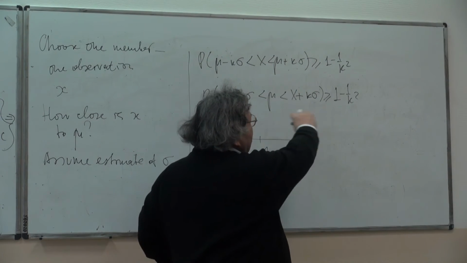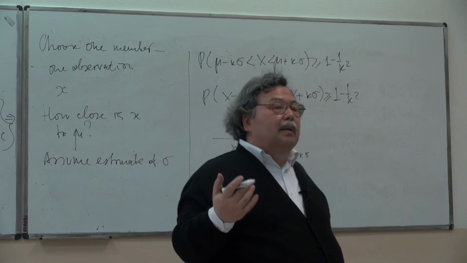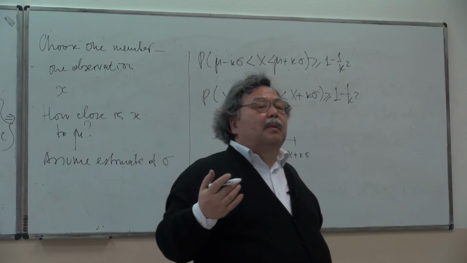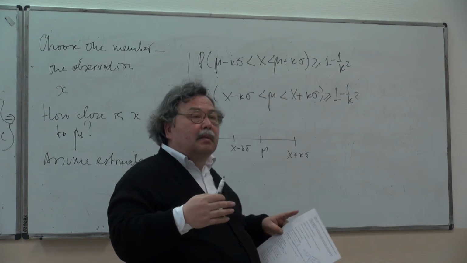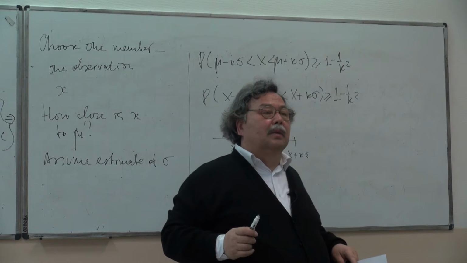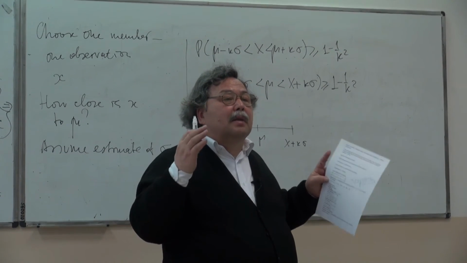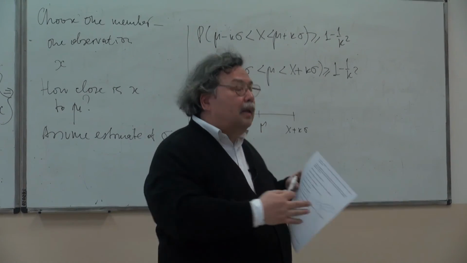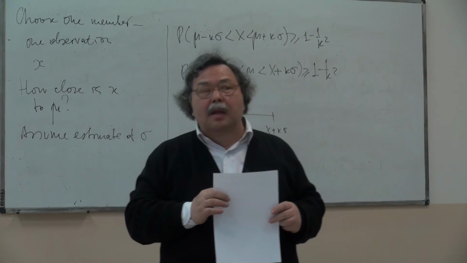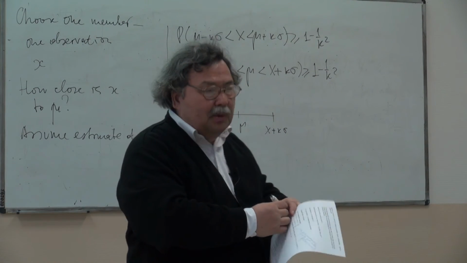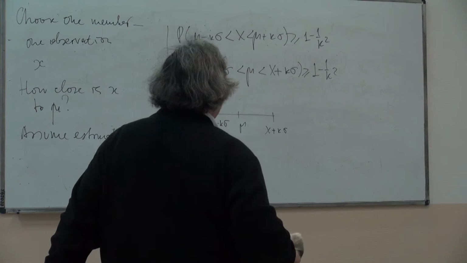So the right way to interpret this inequality is this. If we make a random choice of x, then the probability that this interval, constructed based on what we get on this random choice, captures the true value of mu is greater than or equal to 1 minus 1 over k squared. This is a subtle difference, but it's important. These two things are very often confused.